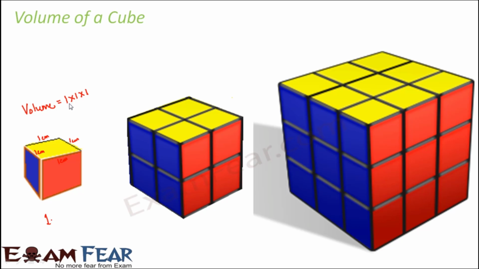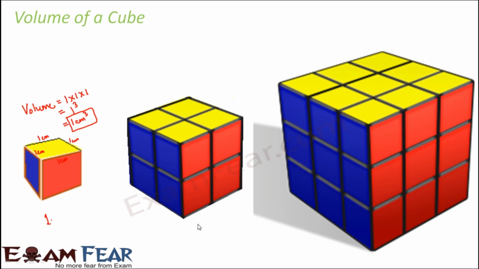So what is the volume? 1, that is the length of each side multiplied 3 times. Right? So when we multiply 1 3 times, we can write it as 1 to the power 3. So 1 to the power 3 is nothing but 1 cube, and 1 to the power 3 is equal to 1 centimeter cube. So the volume of this cube is 1 centimeter cube.